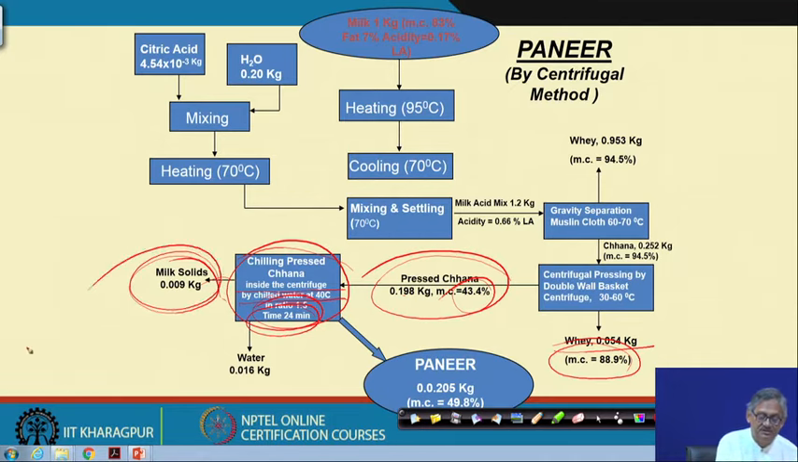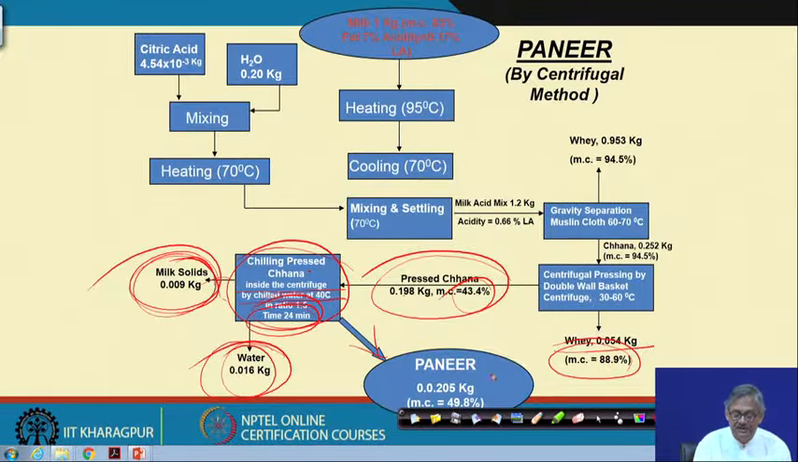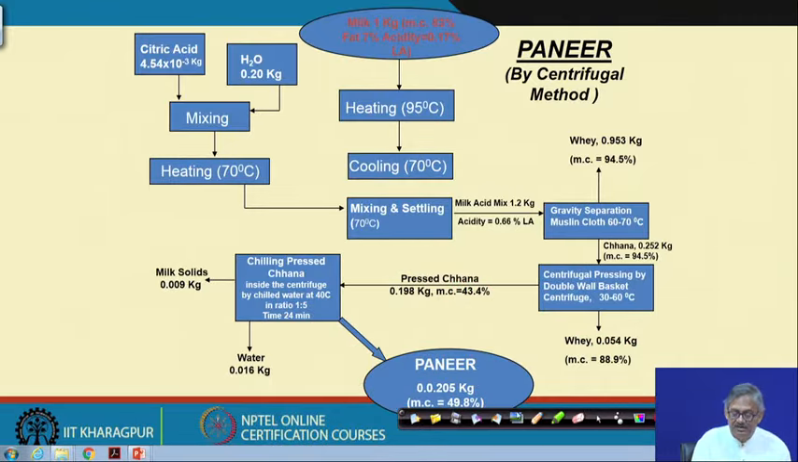that is wasted, as the milk solid gets wasted when it is going out with the water, and some water around 0.016 kg is also coming out. Then while we are pressing, that water comes out, some solids come out, and we get paneer around 0.205 kg with a moisture content of 49.8%, right. So this way you can make the paneer.